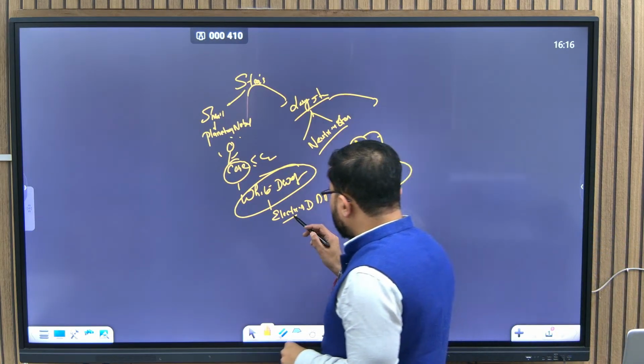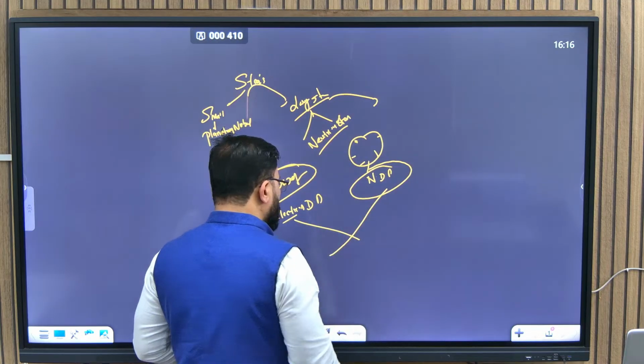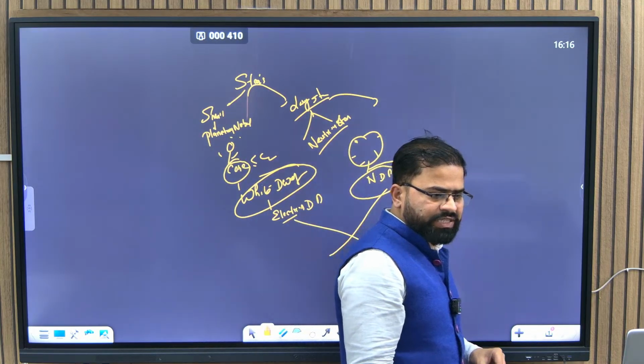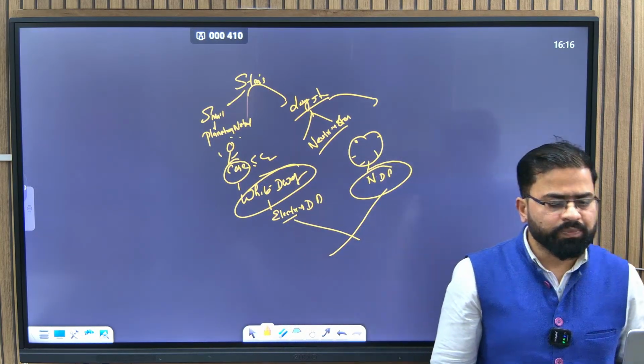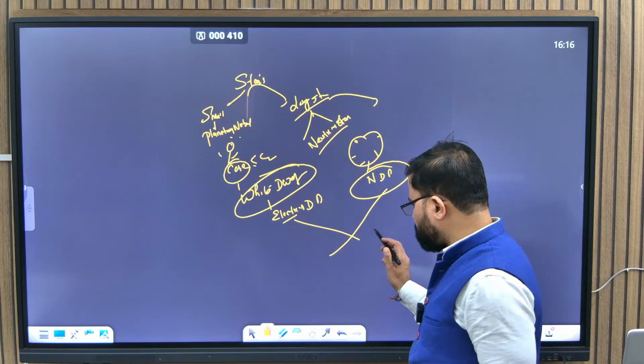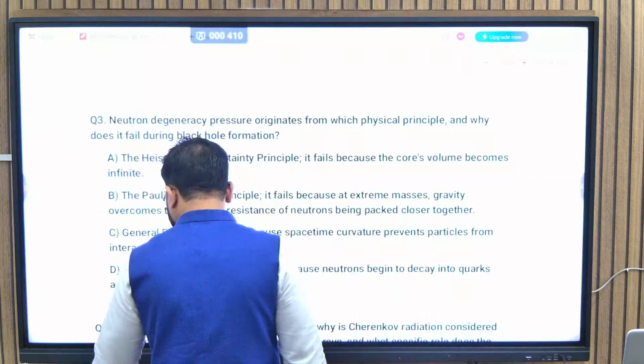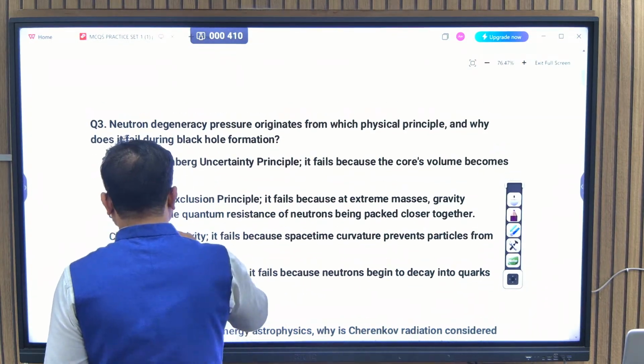So this is a neutron star, and I have discussed in my classes that both electron degeneracy pressure and neutron degeneracy pressure are in accordance with the Pauli exclusion principle. Okay. So the answer will be 2.